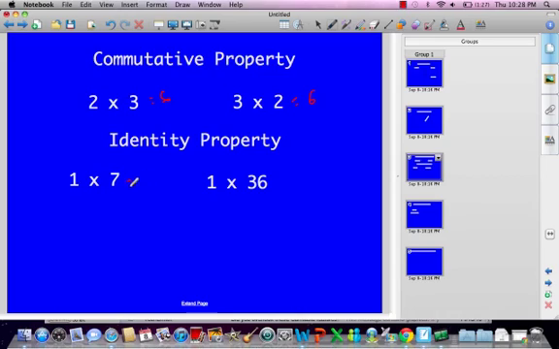And then the identity property, that's just anytime you multiply a number by 1, so in this case 1 times 7, you're going to get whatever that other number will be. So in this case it would be 7. If we did 1 times 36, that would give us 36.